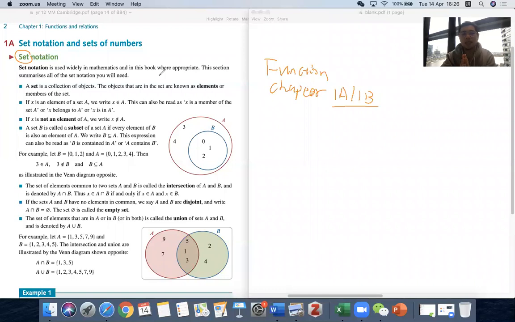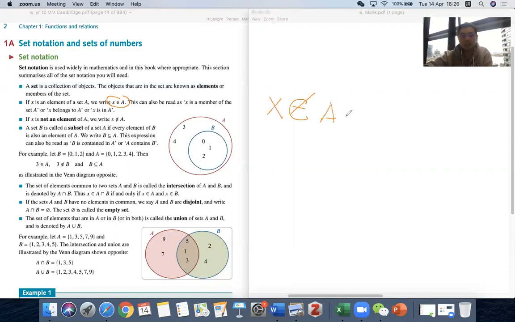Now we have to remember some math symbols. The first one we call belongs to, which looks like this. We highlight it over here. So if x is an element of A, x belongs to A, or we say x is a member of the set A. And if x is not an element of A, we just cross it, like this. It means x does not belong to A.